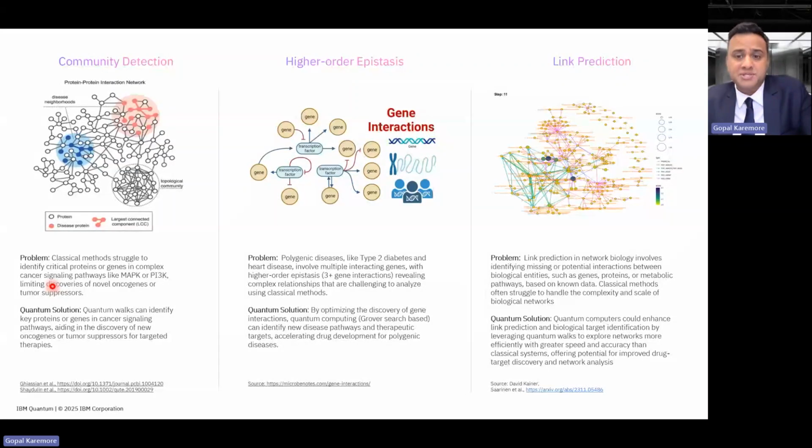Then another one is link prediction, which people have been developing as a network biology problem. As you know, you have to predict links for sparse networks. And there is a proposal like quantum walk, which has some superiority compared to classical walk or classical random walk with Monte Carlo walk.